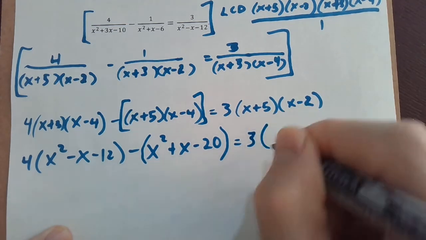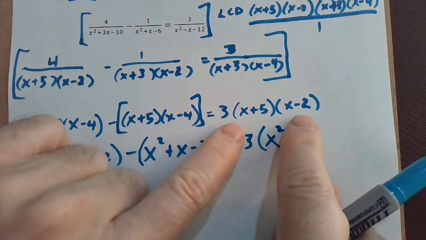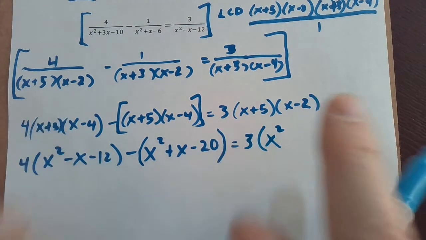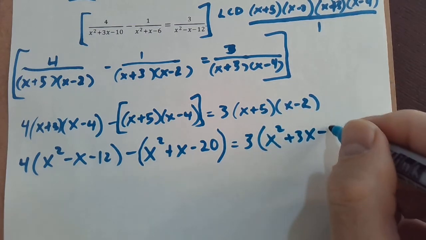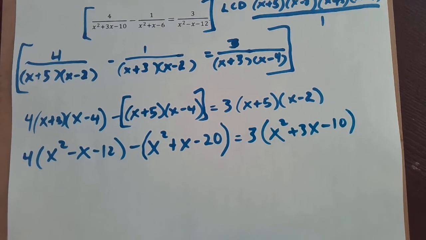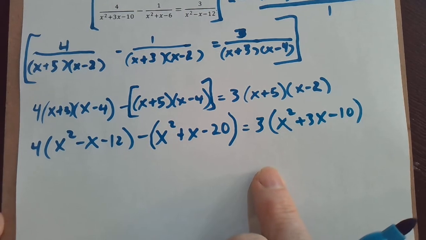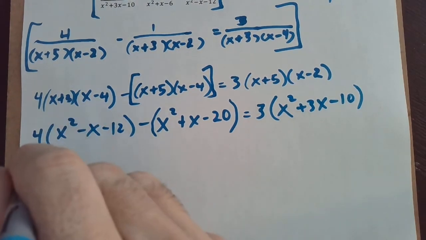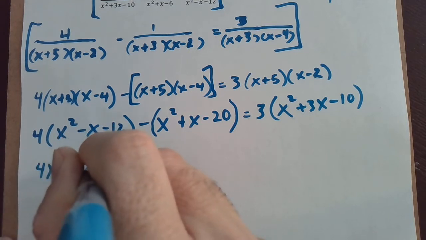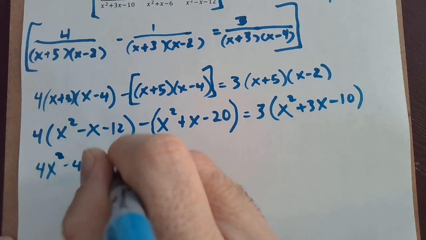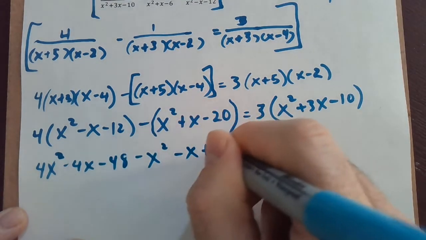Equals 3 times. FOIL this out to get x squared minus 2x plus 5x. That's plus 3x. 5 times negative 2 is negative 10. So now we'll just simply do nothing but distribute all three of these terms. So 4x squared minus 4x minus, let's see, 12 times 4 is 48. Minus x squared minus x plus 20.